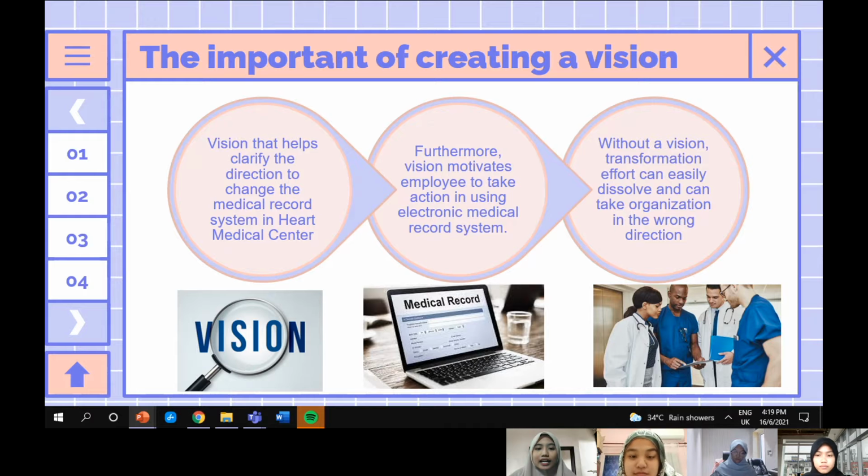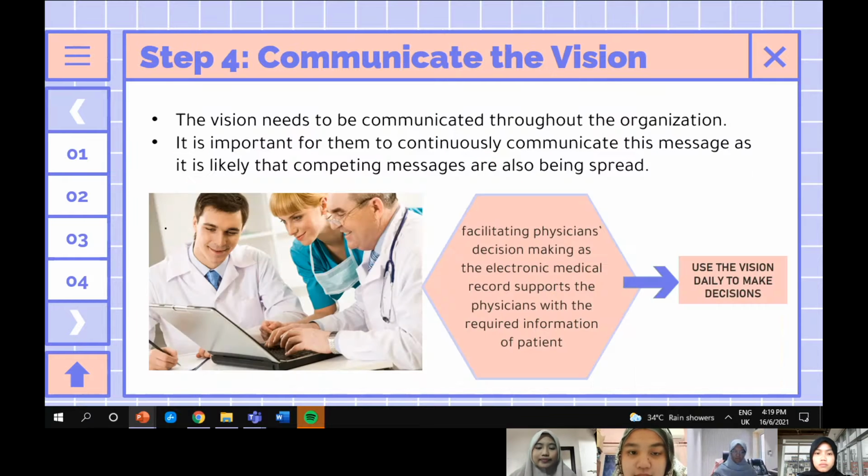So the next important reason for a vision is that without a vision, transformation efforts can easily dissolve and can lead the organization to a wrong decision. So a vision is important because it will lead to the right direction. The faster we practice the vision, the faster they start to realize the benefits of using the electronic records. So the next slide, we will go to the fourth step.